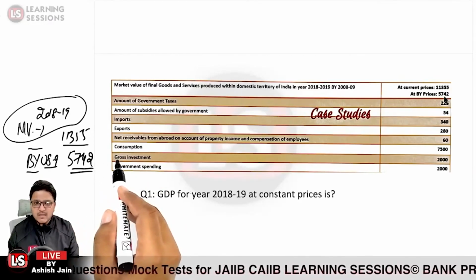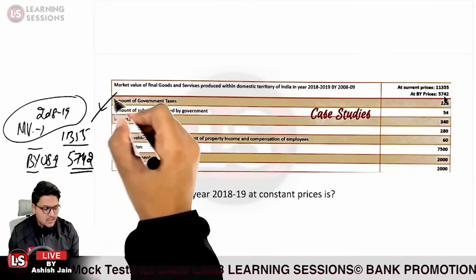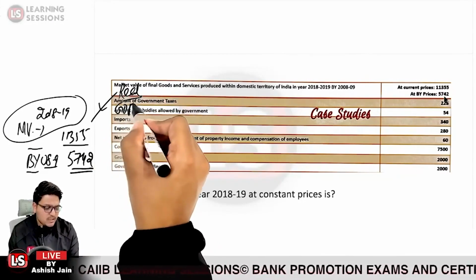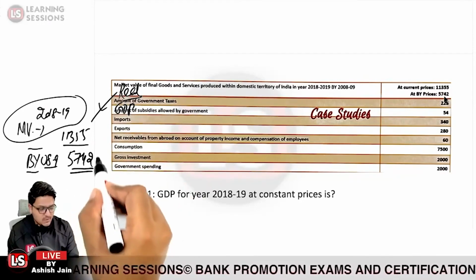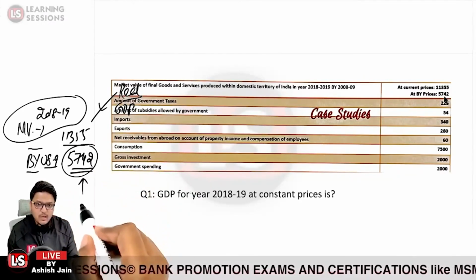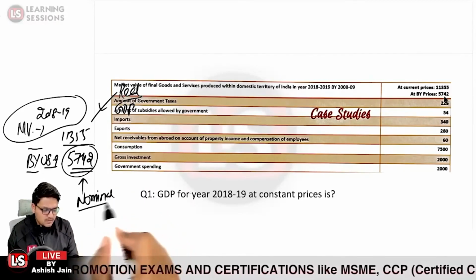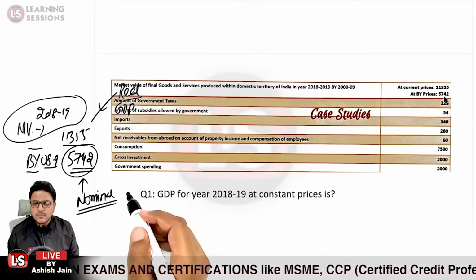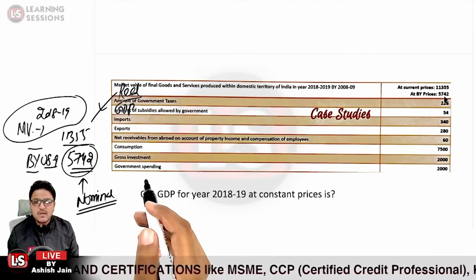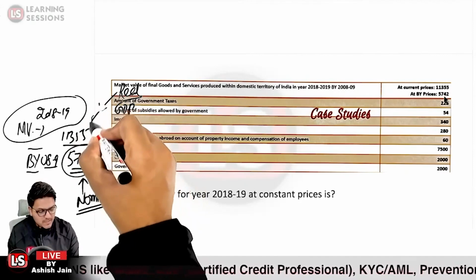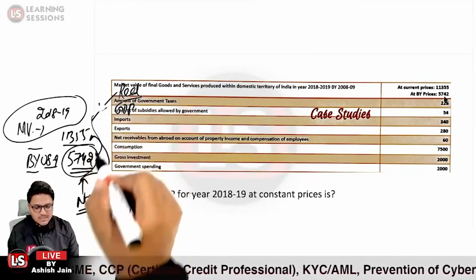So we can understand that this value is a real GDP, and this particular value is related to the nominal GDP, isn't it? Real GDP is based upon what? It is related to base prices.